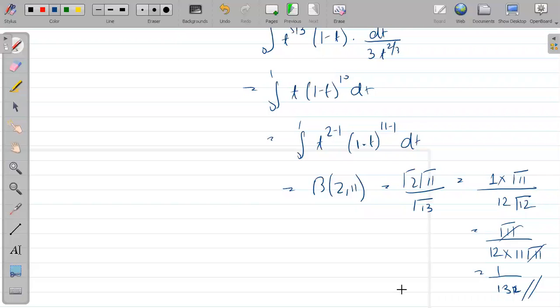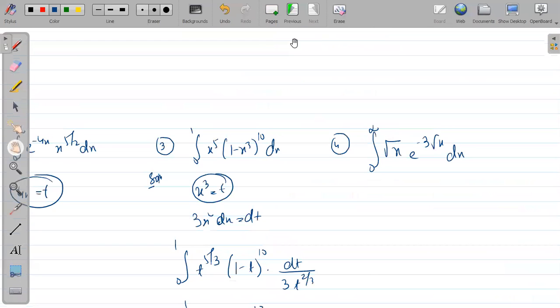Are you getting my point? How to get the answer? Next. Any doubt, please raise your hand. So how do you recognize whether the function is a beta function or a gamma function? By practicing, you will get to know.